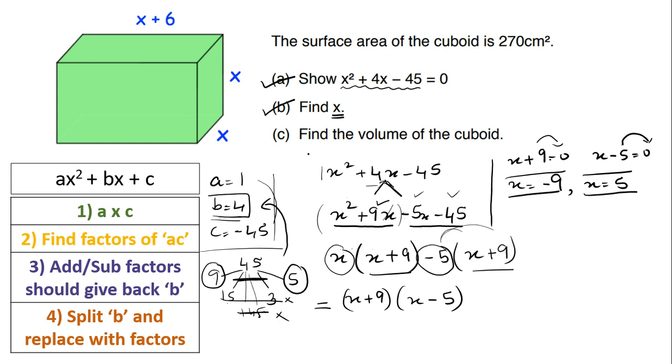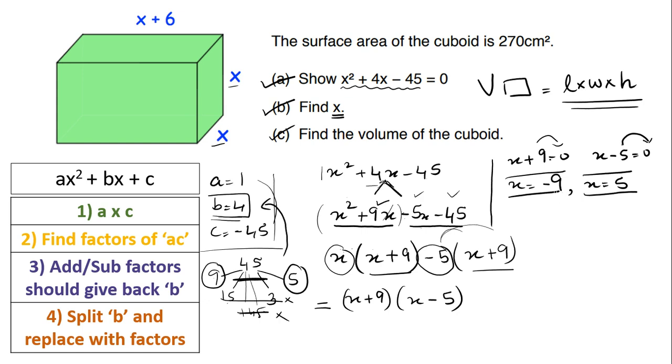Now the last part says find the volume of the cuboid. Now what is the volume of the cuboid? Volume is length times the width times the height. Now that I have my values of x, my length is x plus 6, my width is let's say x, and my height is also x. I gotta choose which value do I use for my x in order to figure out the length, width and height.